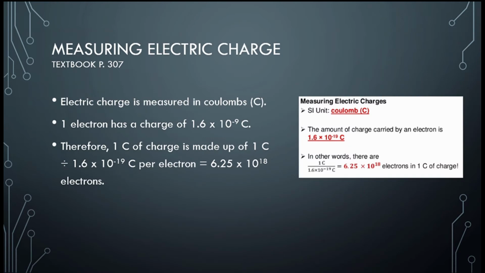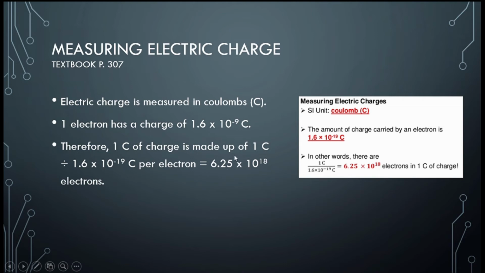Let's move to another topic, measuring electric charge. You can see this in your textbook, page 307. Electric charge is measured in coulombs, or C. One electron has a charge of 1.6 times 10 to the power of minus 19 coulombs. Therefore, 1 coulomb of charge is made up of 1 coulomb divided by 1.6 times 10 to the power of minus 19 coulombs per electron, which equals 6.25 times 10 to the power of 18 electrons.